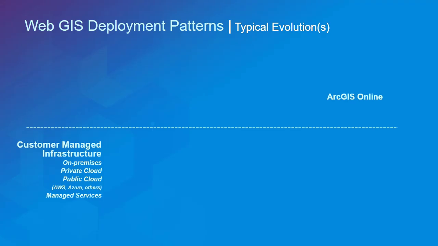Oftentimes we get into a little bit of a trap in our terminology where ArcGIS Online becomes synonymous with the cloud. That's a little bit too confusing for me because, yes, online itself runs using cloud resources, but you can deploy the software just as well in the cloud. I want you to deploy the software in the cloud because we're doing a lot of great things to enhance that particular deployment pattern for the software.